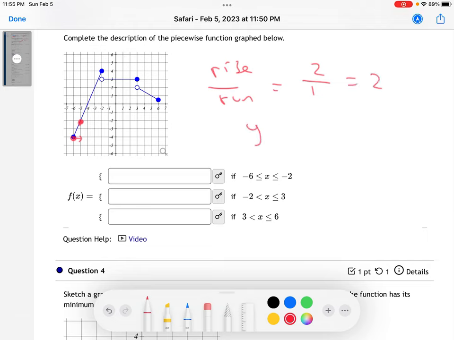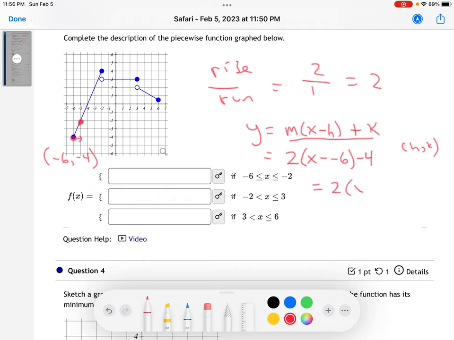Now, using my point slope form, it goes like this: m times x minus h, plus k. This is the equation of a line that goes through the point h, comma, k. So this is going to be 2x minus, now I need a point. I'm going to choose this point right here. This point is -6 comma -4. So x minus -6 minus 4. So 2x plus 6 minus 4. So that goes there: 2x plus 6 minus 4. And we can leave it in that form.